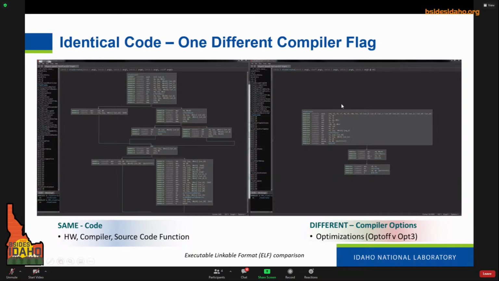Here's an example on this slide. This is exactly the same code. This is reverse engineered in Binary Ninja. It would take a researcher a very long time looking at these two different pieces of code to understand they're exactly the same, because they definitely do not look the same. The only thing that's different is the optimization flag on the compile. That's it. So this is why we developed these tools.